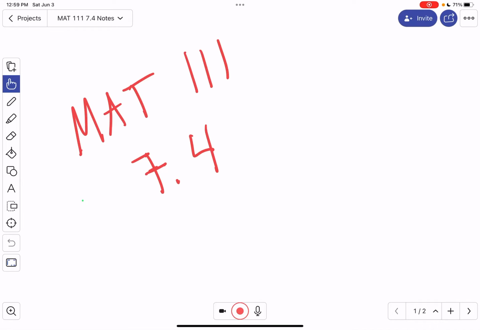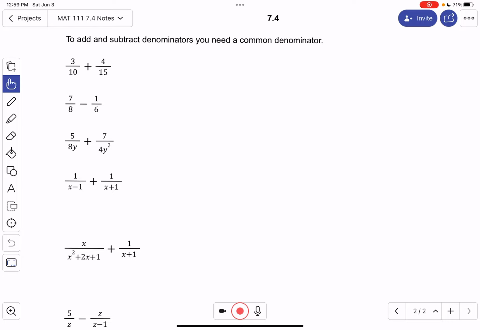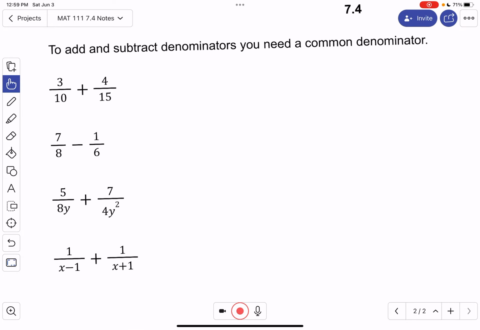All right, this is 7.4, which is continuing adding and subtracting fractions. The biggest thing you need when you are adding and subtracting fractions is a common denominator. In 7.3, they all already had that, so now I'm going to show you what to do if they don't. The first thing you need to do is get a common denominator.